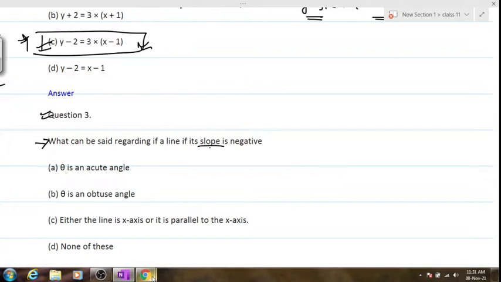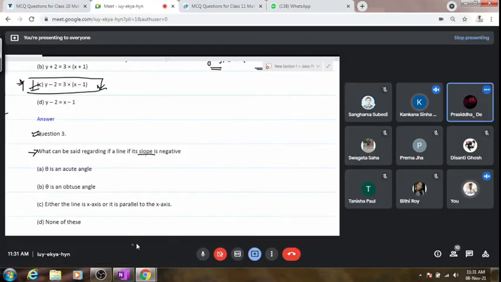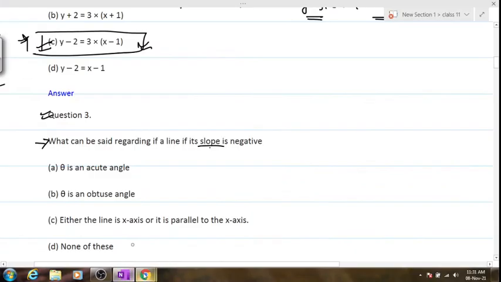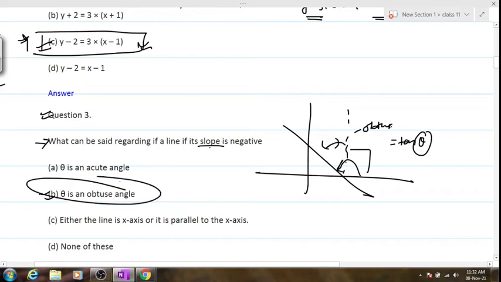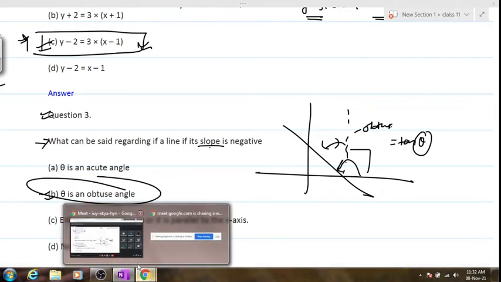Slope negative means, who is telling obtuse? Prasiddha, Kankana, Prasiddha. Very good. It will be an obtuse angle because when you see we have a negative slope, it somehow looks like this. Yes or no? Slope is the angle made with the positive x-axis. So whenever it goes past 90 degrees, we will say that it's obtuse. And one more reason is that slope equals tan theta. Whenever theta is an obtuse angle, the slope is negative because in the second quadrant tan is negative.